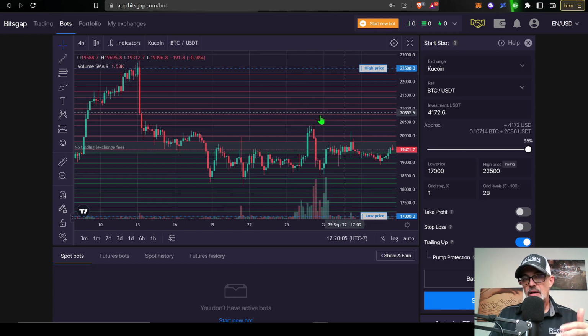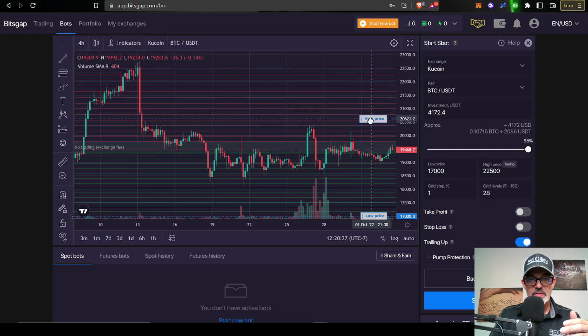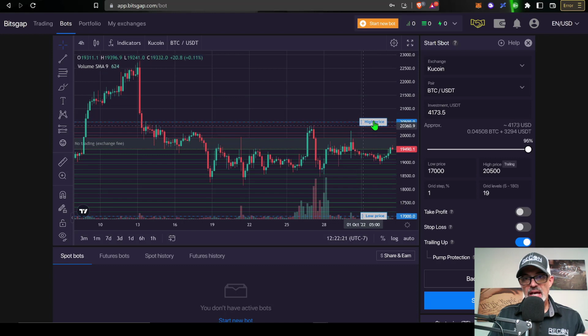to maneuver. Now on the top side, I could lower my high price back down into this area here, which would be around 20,500. And then I can enable the trailing up. So if I just go ahead and click and drag this down into that area, and now the high price is set at 20,500. And so if Bitcoin's price goes up above this 20,500, the bot will move the grid up and follow that price action towards the top side. So now I have my upper and lower price set.